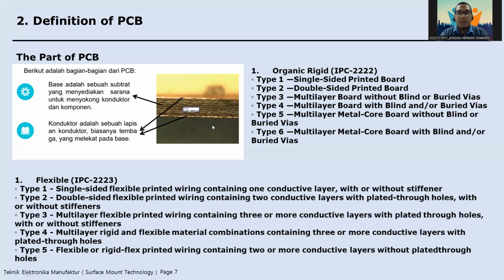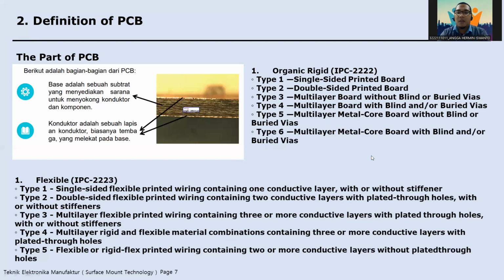Beside the picture, there is additional information about the PCB that I received from our lecturer last week. The first is organic rigid. We refer to IPC 2222. We have six types. The first, as you can see on this slide, is single side. Type 2 is double side. Then the third is a multi-layer board with blind or buried vias.